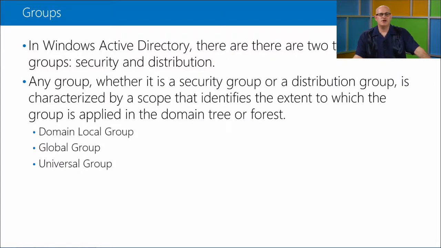In Windows Active Directory, there are actually two types of groups, a security group and a distribution group. And no matter if it is a security or distribution group, it's characterized by its scope within the Active Directory. So the scope could be domain, tree, or forest. It could be a domain local group, a global group, or a universal group. And again, a domain, tree, or forest.